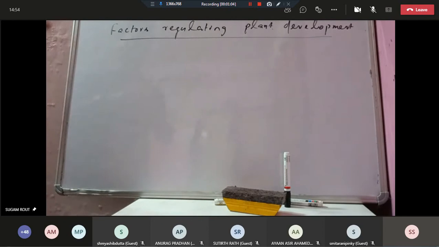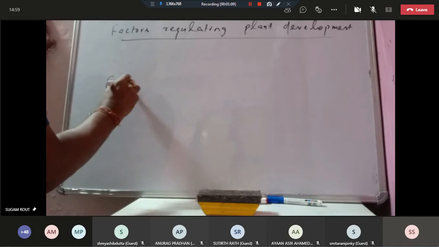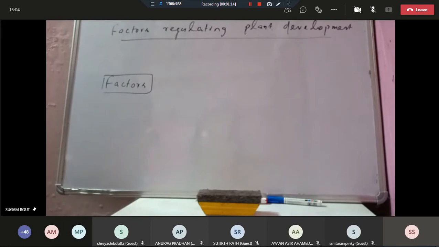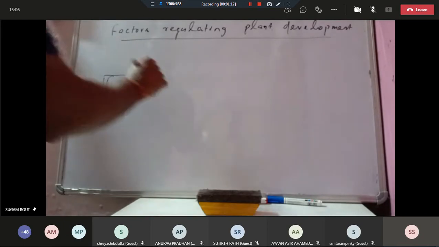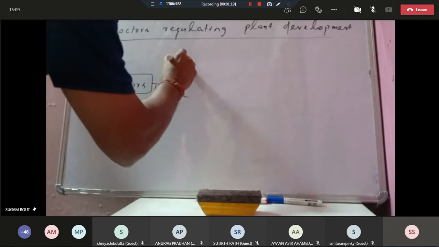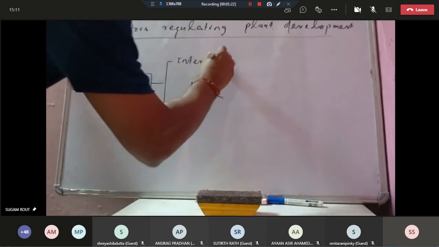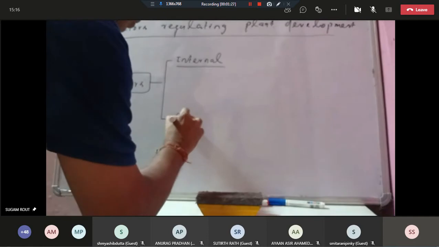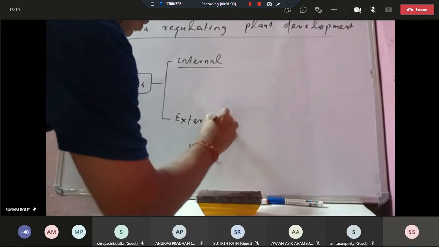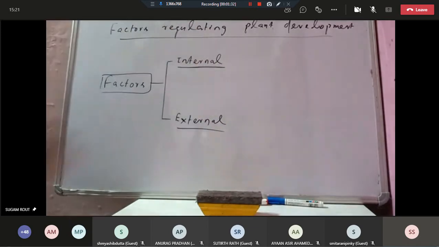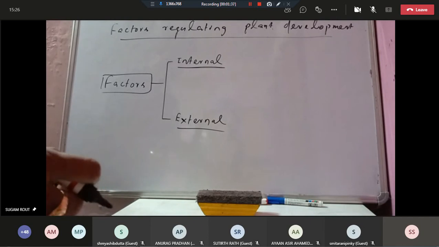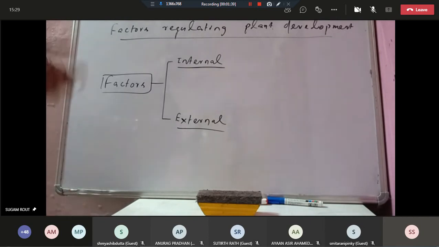So here the factors are mainly categorized into two types. One is the internal factor, and another one is the external factor. Internal factors mean plant factors, and external factors mean environmental factors. So these are the factors affecting development. So what are the internal factors?